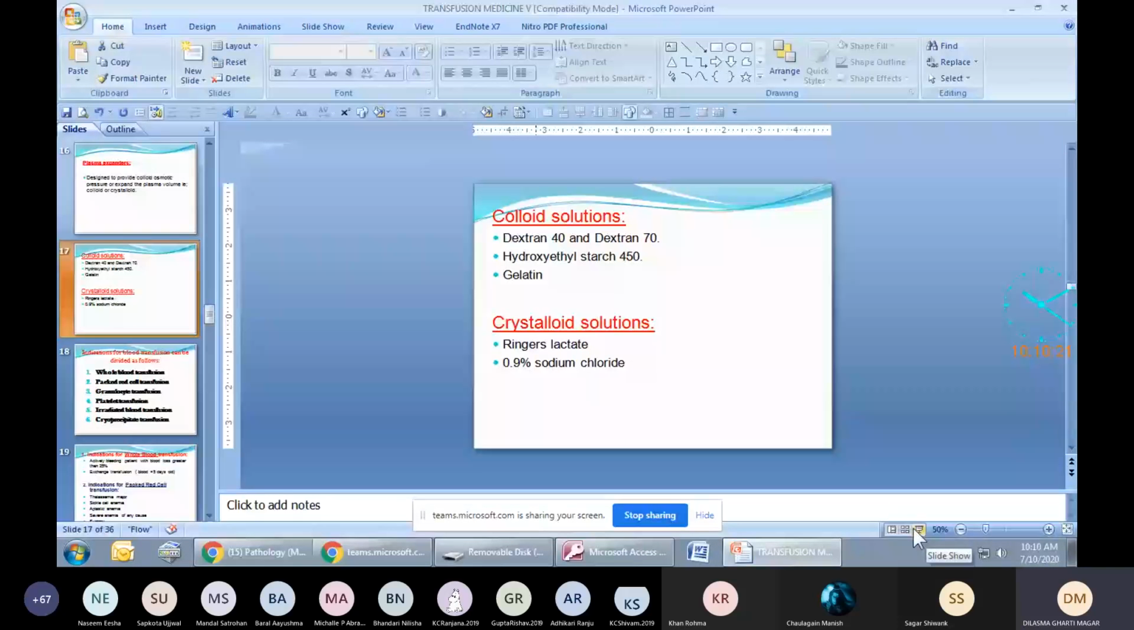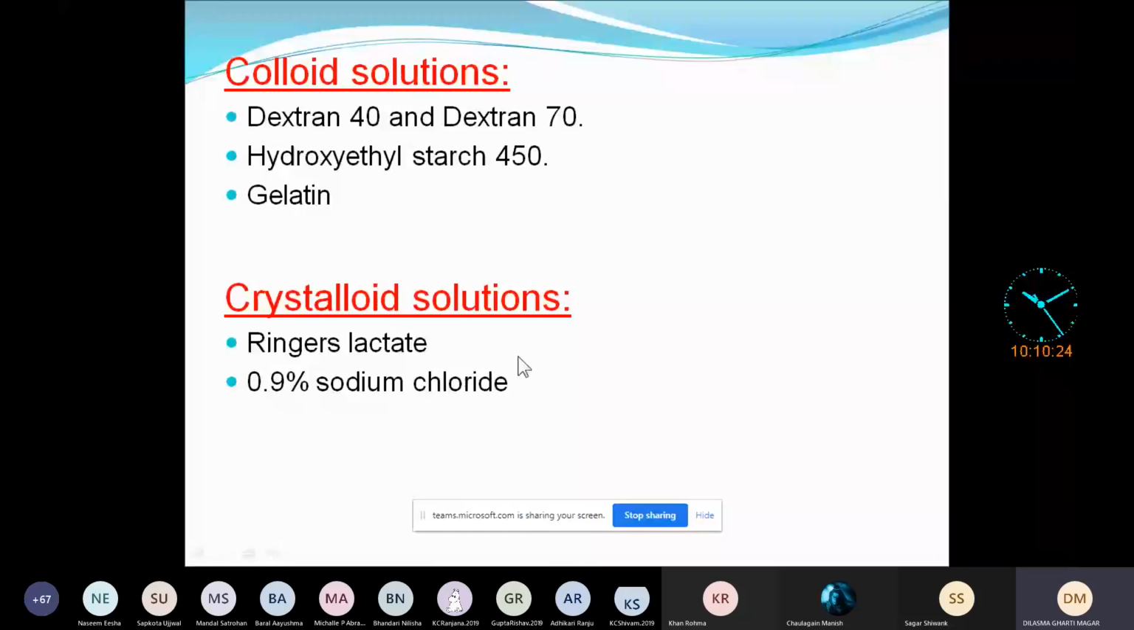So now there are two types of solution. One is the colloidal solution and another one is the crystalloid solution. The colloidal solutions are those which will remain in the blood vessels for a longer duration of time, and crystalloid solutions are those which will be there in the blood vessels for a short duration of time. Understood here? So if colloidal solution is not there, we have to give the crystalloid, isn't it?